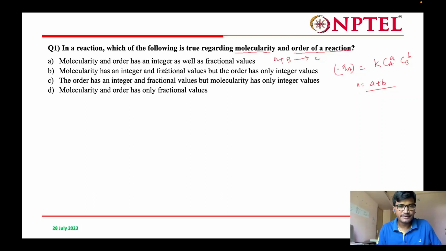Molecularity and order have integer as well as fractional values. The molecularity has integer and fractional values, but order has only integers. Order has integer and fractional values, but molecularity has only integers. Right. And here molecularity and order have only fractional values. So C is the correct answer.